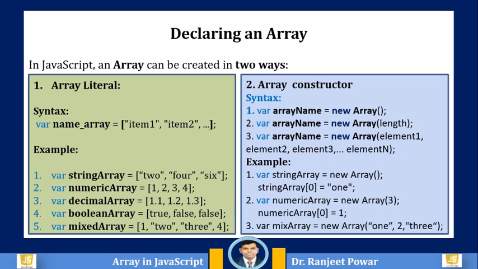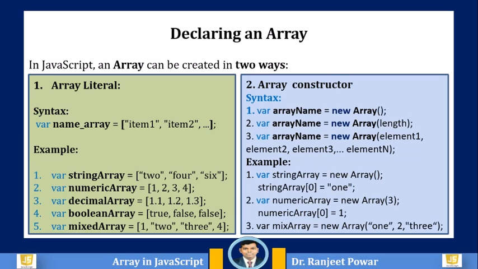Array literal syntax is simple. It takes a list of values separated by commas and enclosed in square brackets. In the example, a string array is created with 3 elements, which are string values. We can create a mixed array with numeric and string values also.